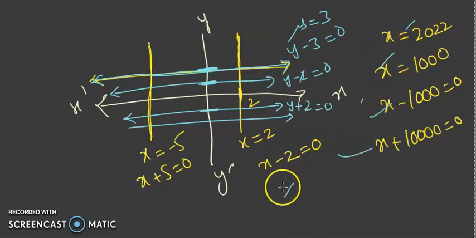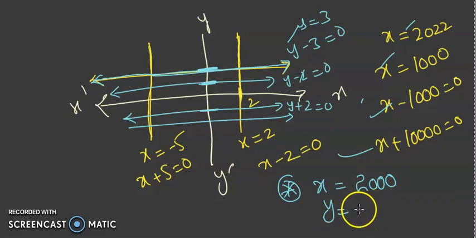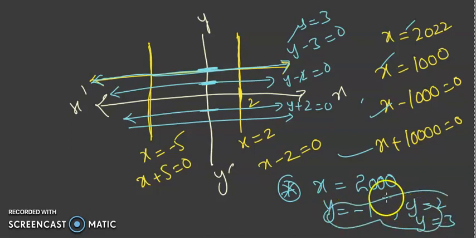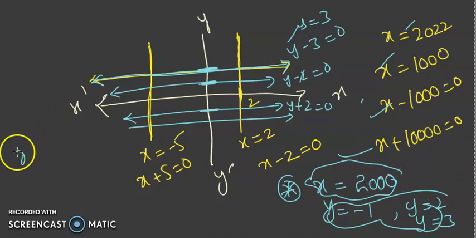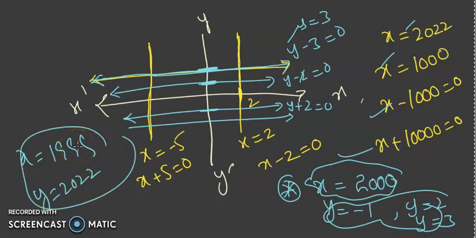So if we have a line which is x equal to 2000, then any line which is y equal to something, maybe y equal to minus 1, or y equal to 2, or y equal to 3, all these lines are horizontal and are perpendicular to this line. Any other lines, maybe x equal to 1999 and y equal to 2022, these are also perpendicular to each other. Why? Because this is a vertical line and this is a horizontal line.